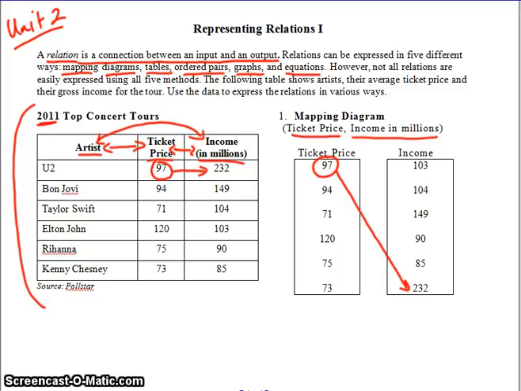Okay, 94. If we go back to our table, 94 represented Bon Jovi's ticket price, and that went to $149 million. So we map 94 to 149. Then Kenny Chesney was 73. That maps to 85, so we map 73 to 85. I want you guys to fill out the rest. Map the rest of the examples here. So that's one way to show relations.